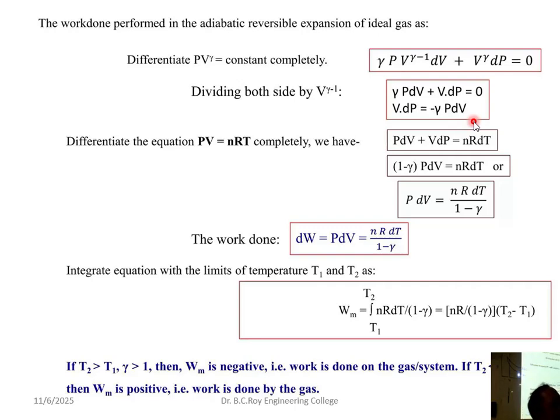Now tell me which one will give more work, because the area under the PV curve is the work done. According to this diagram, which one is giving more work? Tell me. Which one has more area under the PV curve? Isothermal. So work done in isothermal is more compared to adiabatic.